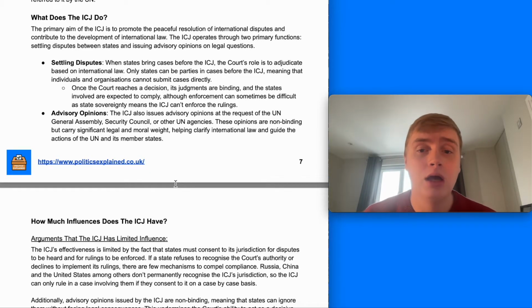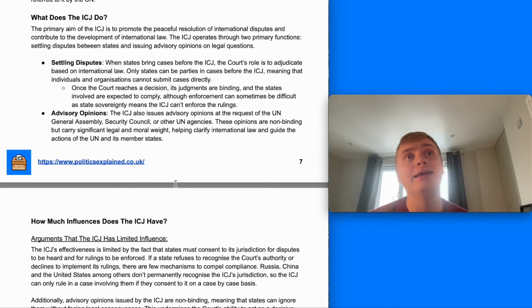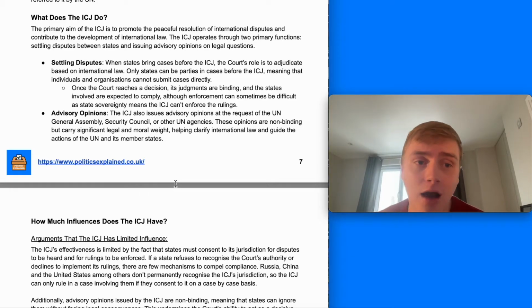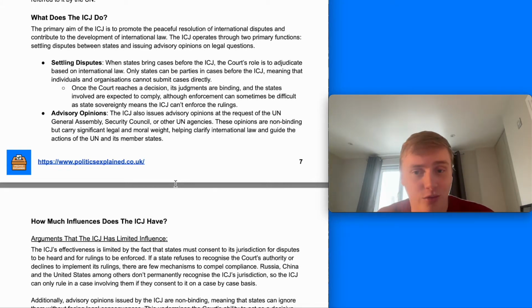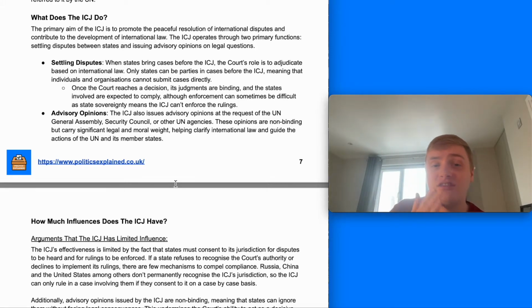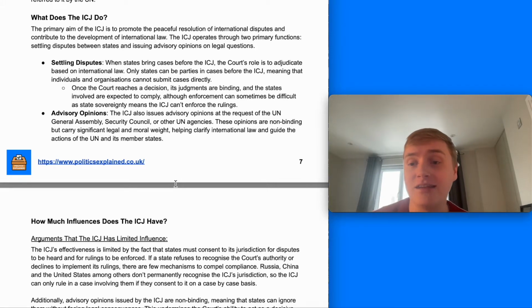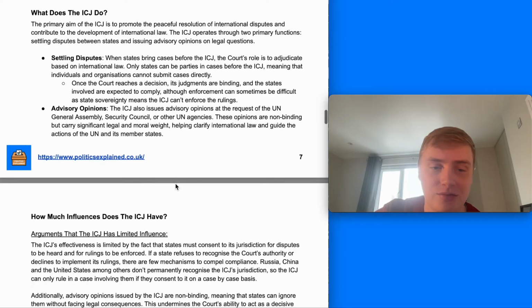For example, some of Russia's actions in Ukraine. After invading Ukraine, Russia didn't consent to the International Court of Justice adjudicating, but the ICJ still issued an advisory opinion stating that Russia should stop committing war crimes in Ukraine and stop its military action.